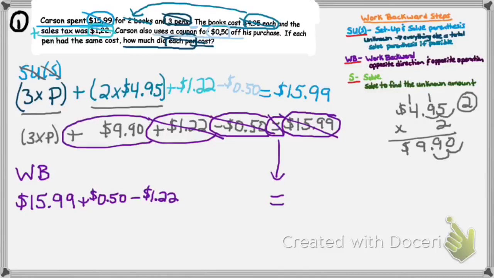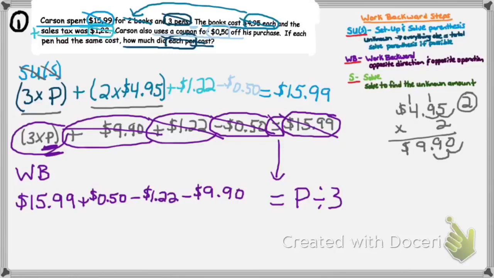Keep working backward. I have plus $9.90. The opposite operation would be minus $9.90. I used it, so I'll cross it out. Next I get to my variable, which is my letter, my unknown, my P. And I'm going to underline that twice, which reminds me that my unknown goes after my equal sign. So the opposite of 3 times P, if I worked backward, would be P divided by, right, opposite of multiplication is division, P divided by 3. I've used that, so I cross it out. So I've now done my work backward step. I've crossed everything out, which means I didn't miss any step.